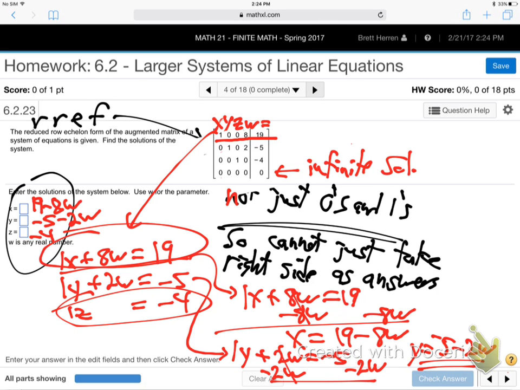Good there? Questions on that? Is that making sense? Anything I can answer before I go on? Because that's like the major new thing right there: what do you do when they come out funny? That is infinite solutions.